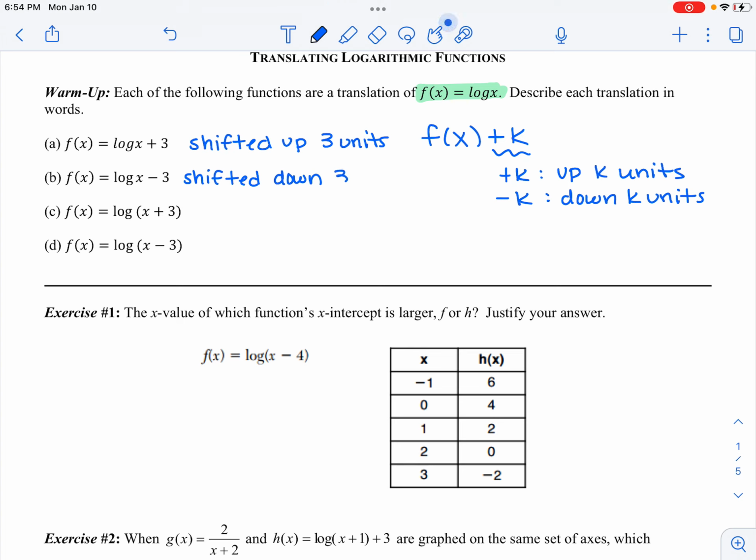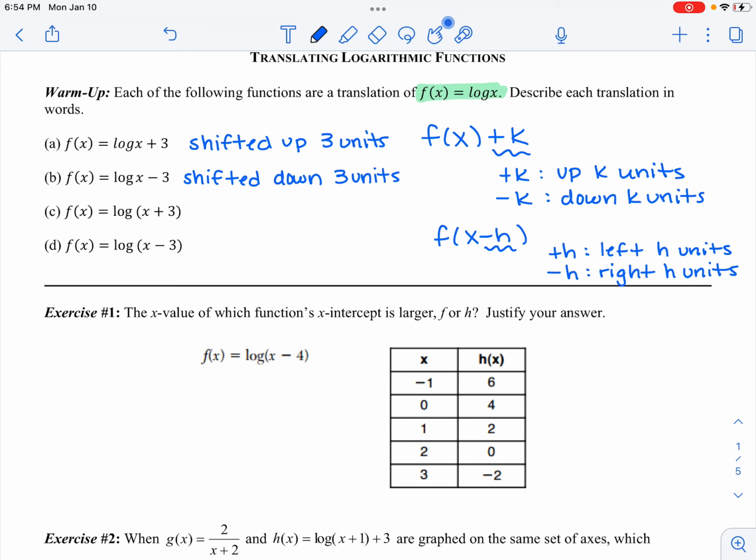You could also confirm this by plotting these in your calculator and looking at the graphs. We can do that at the end to confirm. Now, when you have a value inside of a function, that is the horizontal shift, and things are opposite as they appear. So when you see a positive value inside, it actually means your function is shifting to the left h units. And when you see a negative value inside, it means our function is shifting to the right h units.